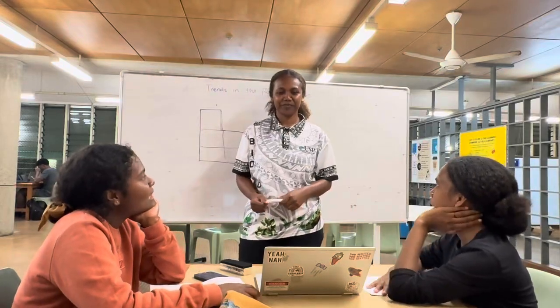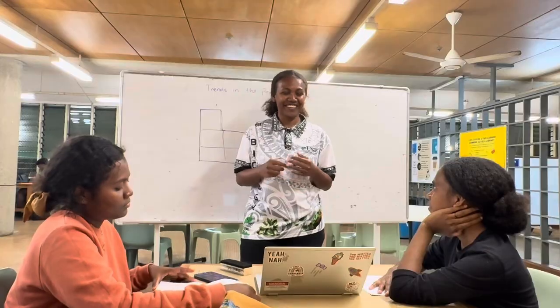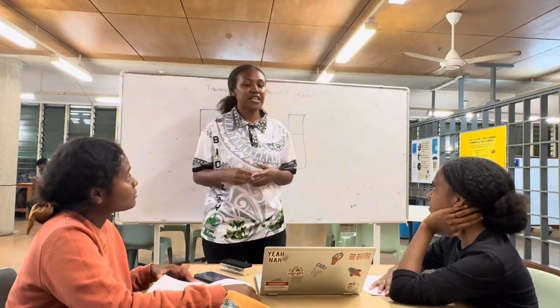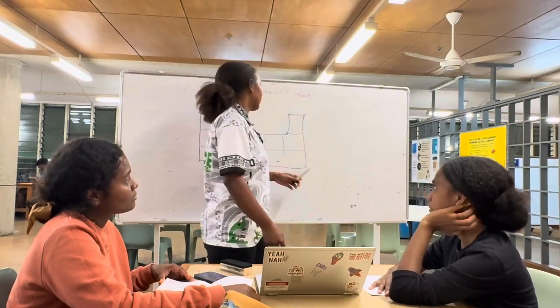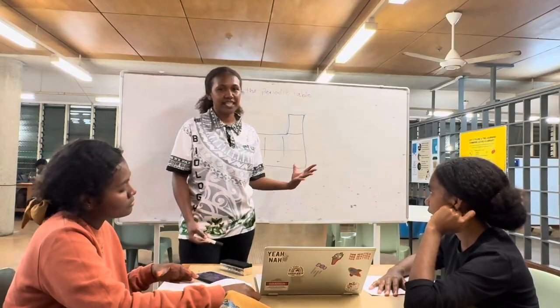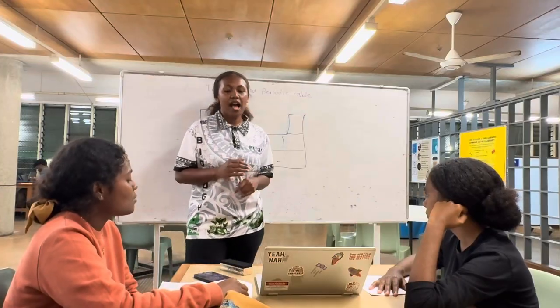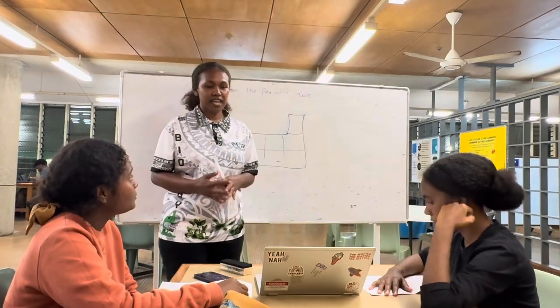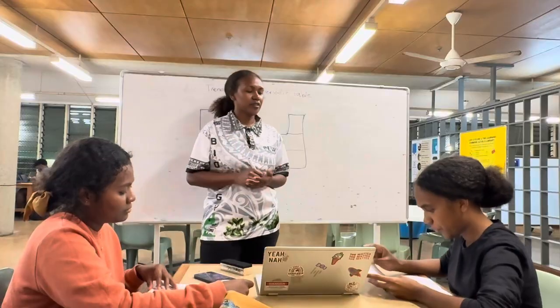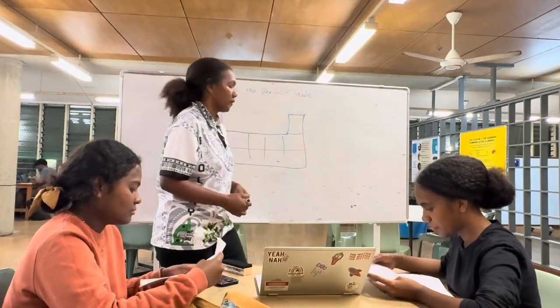Everyone, good evening. Okay, so for our class today, we're going to be talking about trends in the periodic table. I've drawn a sample of the periodic table. It's not the exact one, but this is just for me to explain the trends of the periodic table. I want you to look at the notes that I gave you yesterday. I want all of you to copy your notes, and we're just going to go through it today.